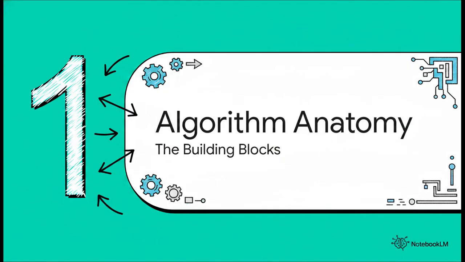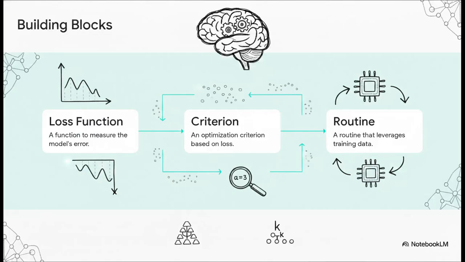Section 1. Anatomy of an algorithm. Let's look at the absolute foundation of what makes a learning algorithm tick. Every single learning algorithm you're going to encounter is basically built on 3 simple pillars. First, you need a loss function. Second, an optimization criterion based on that loss function. And third, an optimization routine. This routine is kind of the engine of the whole thing. It leverages your training data to find the absolute best possible solution to that criterion.